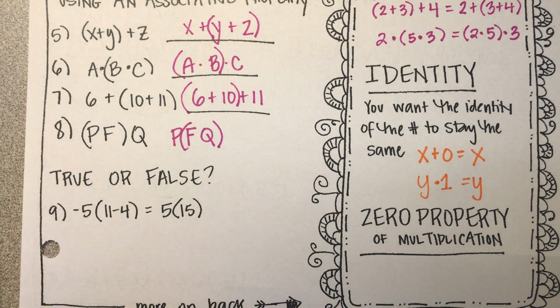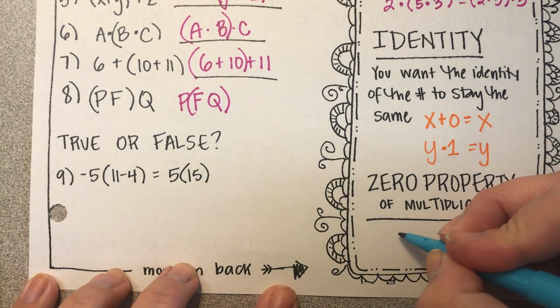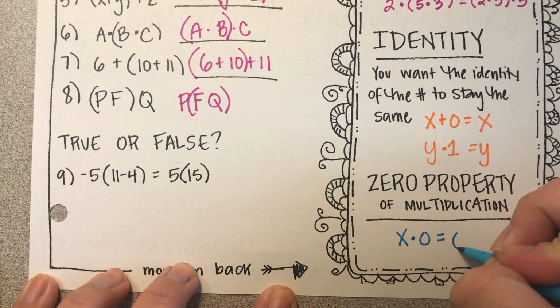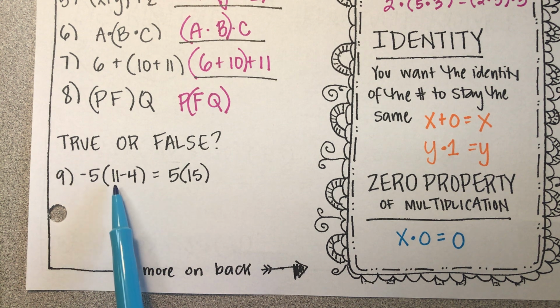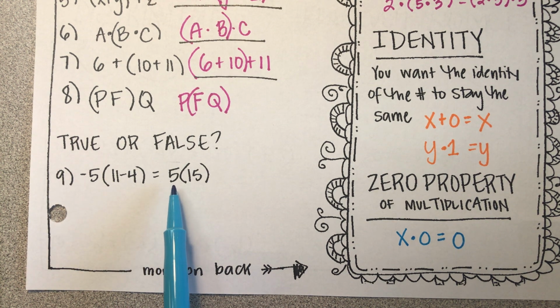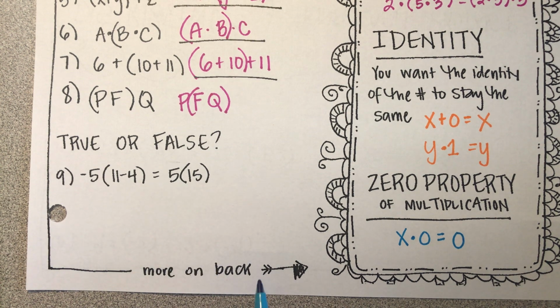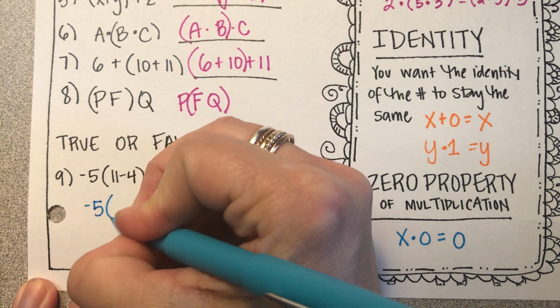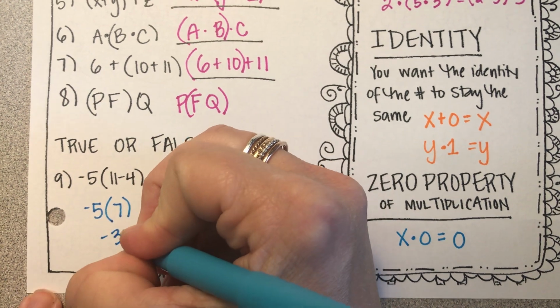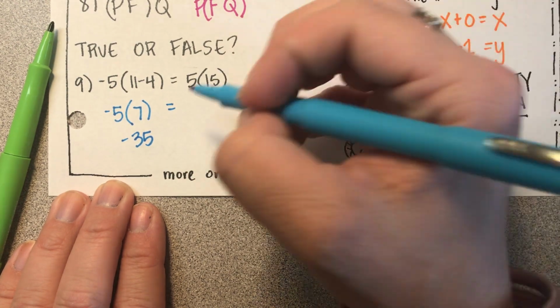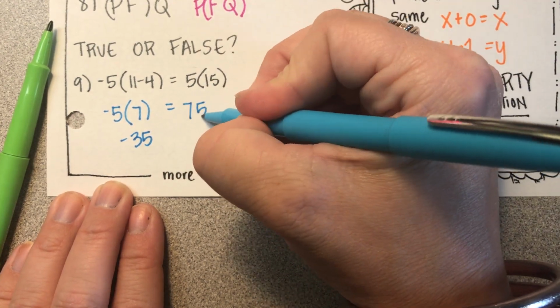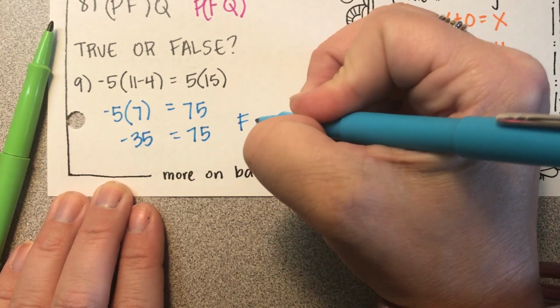The very last property that we're going to talk about is the zero property of multiplication, where any number times 0 equals 0. Let's look at this true or false question really quick. It says negative 5 times the quantity 11 minus 4 is the same as the quantity 5 times 15. So let's look at it. This is negative 5 times 7, which is negative 35. Is that the same as 5 times 15? No, 5 times 15 is 75. So that is false.